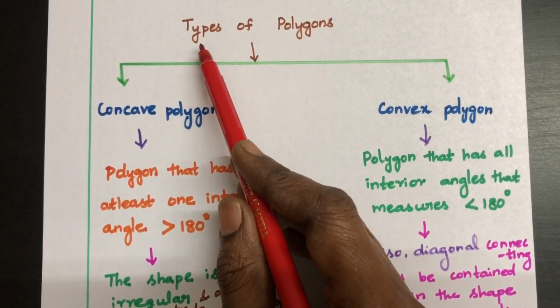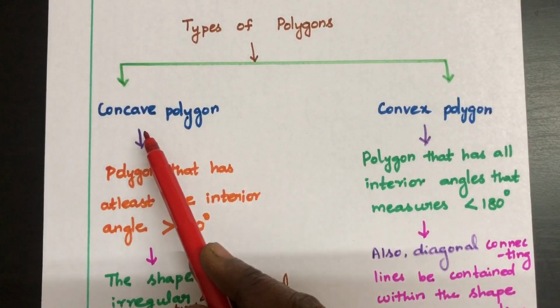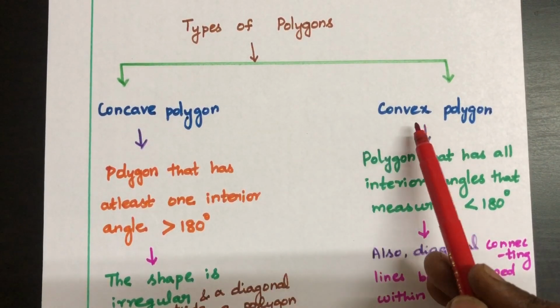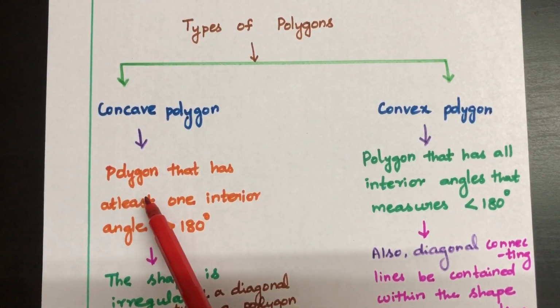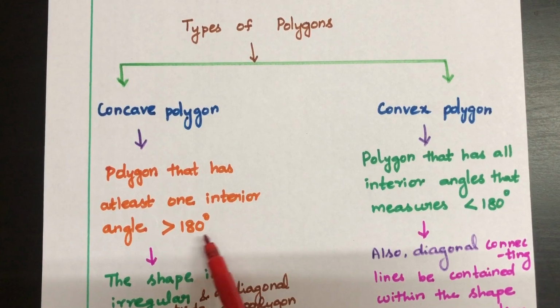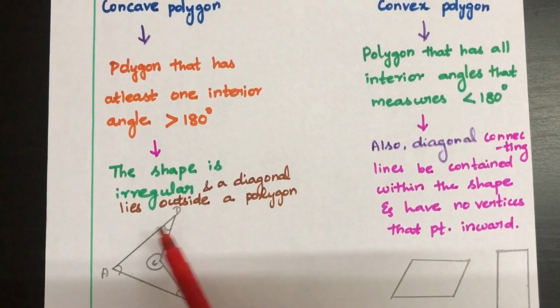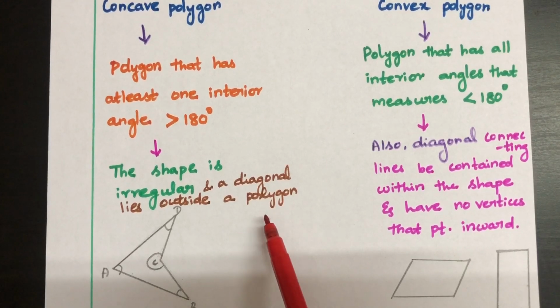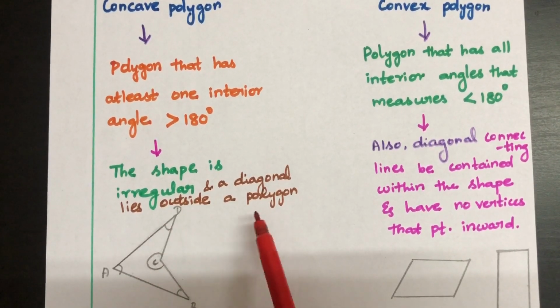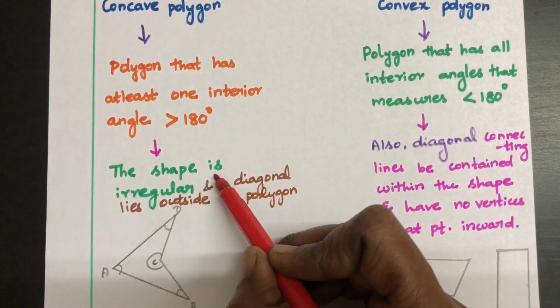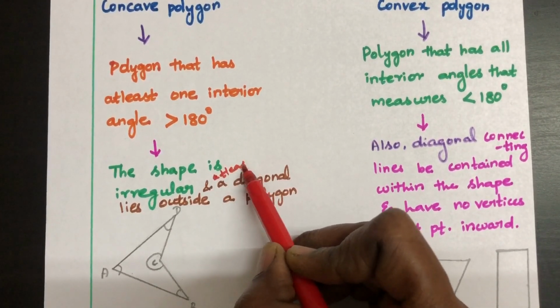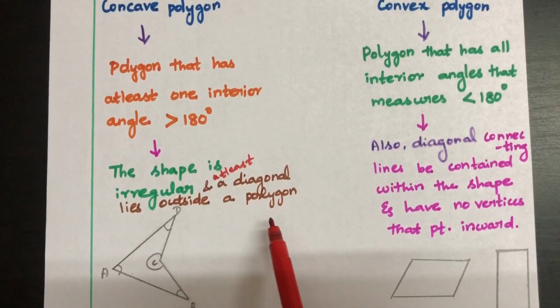We are going to learn types of polygons. First one is concave polygon and second one is convex polygon. What is a concave polygon? A polygon that has at least one interior angle greater than 180 degrees. The shape is irregular and a diagonal lies outside the polygon. Okay? And at least a diagonal, not all the diagonals, at least a diagonal. We need to mention here, at least a diagonal lies outside the polygon.